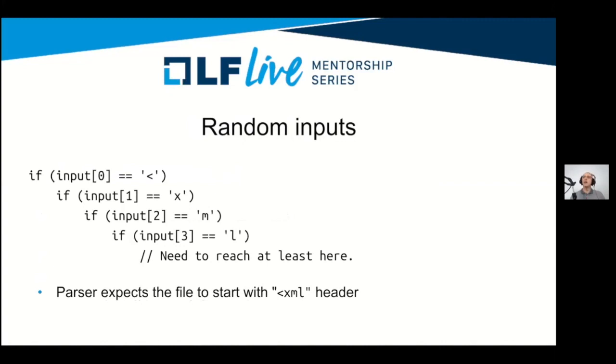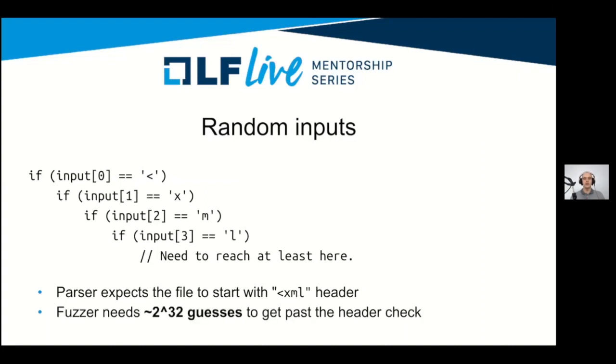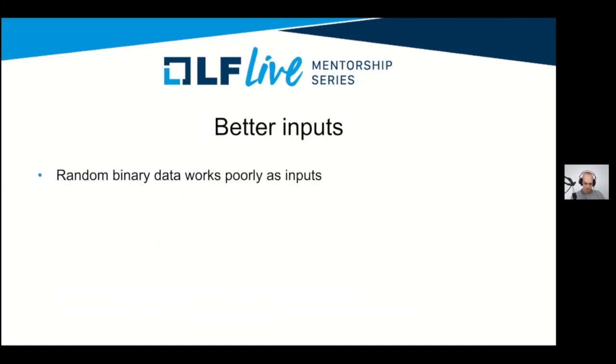For example, let's say our XML parser expects the input to start with an opening XML tag. In this case, if we're going to be generating every byte of the input randomly, there is a very low chance that we will be able to guess all of the 4 bytes to have these particular values, right? So the fuzzer will need a lot of guesses before it can get past the header check. And then inside our parser, there may be multiple headers like that, multiple places where we need to guess the particular values of bytes or stuff like that. So random inputs are not good. I mean, they're good sometimes, but not always. So random inputs don't work well.